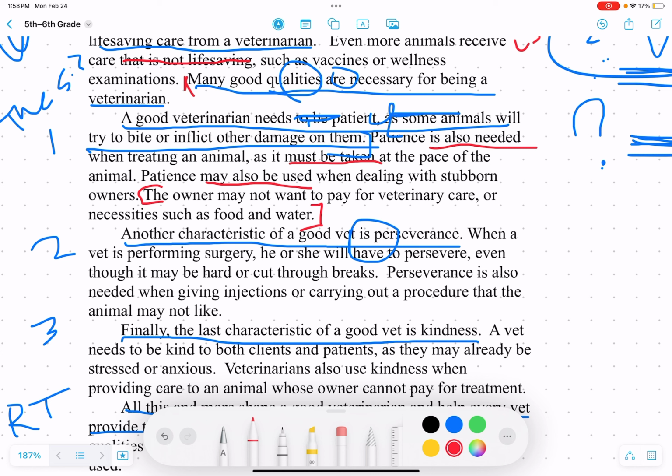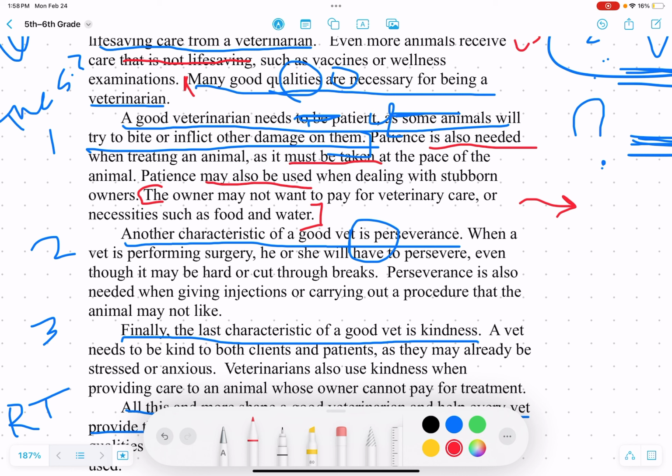Unless you're saying that the veterinarian also needs patience in dealing with owners, not just animals, who may also be stubborn or neglectful or part of the problem. And so go ahead and explain that. Because by itself, that sentence does not sound like it has anything to do with patience. Now, I think I know what they're getting at here, but it needs to be connected somehow. Patience is required when dealing with owners.